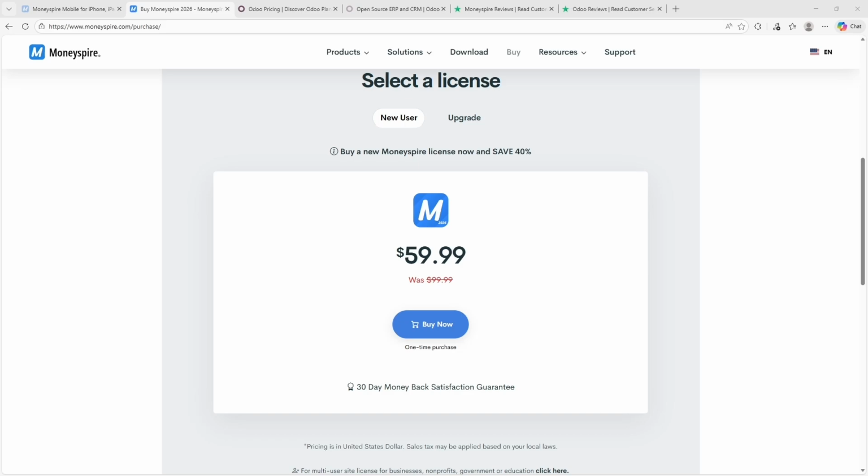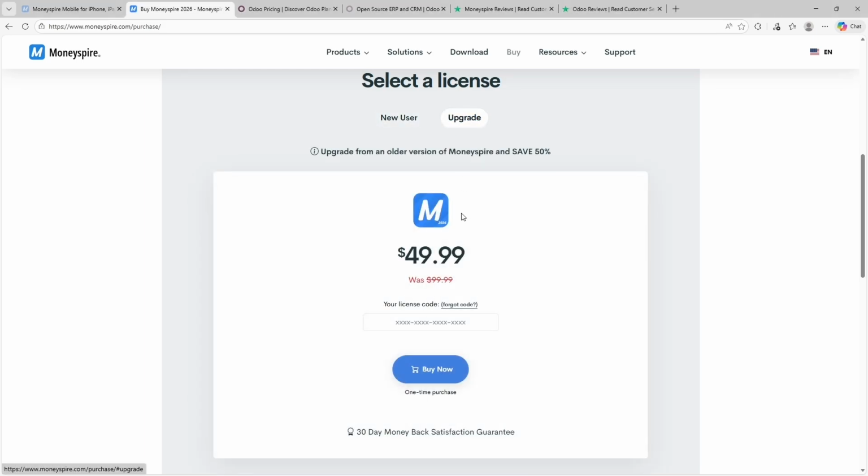Instead of monthly subscriptions, tier upgrades, or surprise renewals, Moneyspire uses a one-time purchase model. A new Moneyspire license typically costs around $60 as a single payment, while upgrades for existing users are usually discounted to roughly $50. You pay once, you own it, and you're not renting your own financial data month after month. There's no per-user pricing, no feature gating, and no unlock this report for an extra fee nonsense.